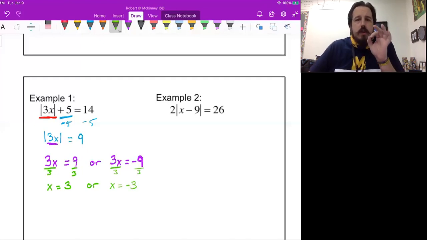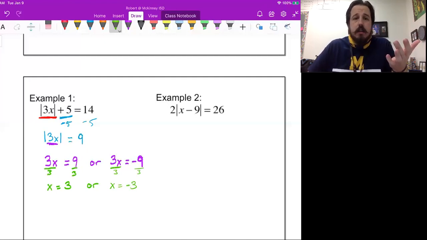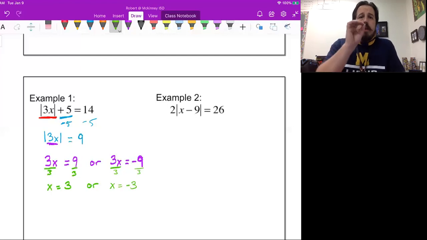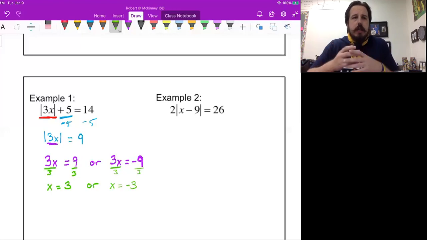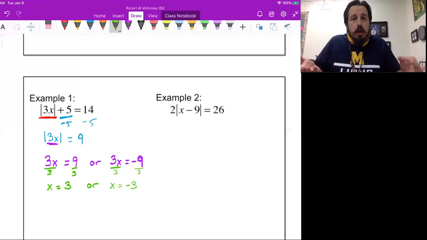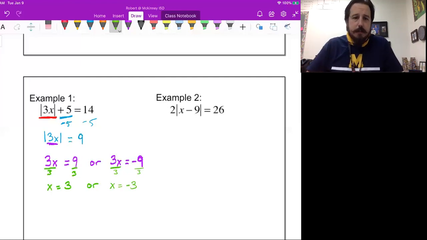The reason I have to use or: if I use and, I mean simultaneously. So if I said x equals 3 and x equals negative 3, what I'm saying is I want x to be 3 and negative 3 at the same time, which isn't possible. You can't be two numbers at once. You either are the number or you are not the number. So when I use or, I'm saying it can be 3 or it could be negative 3. That I'm allowed to be.